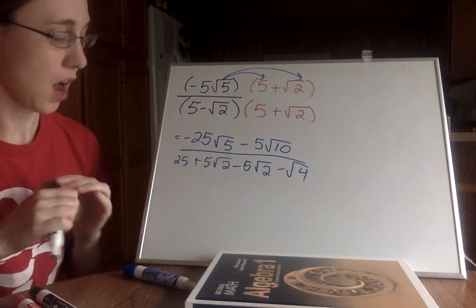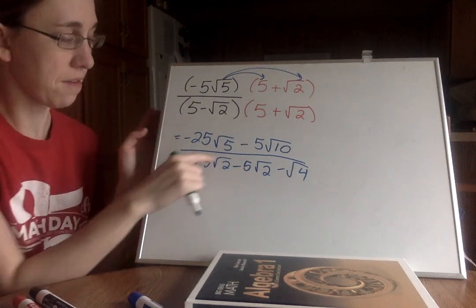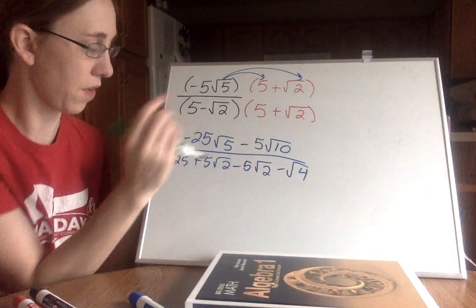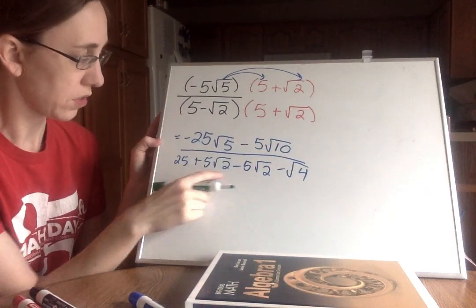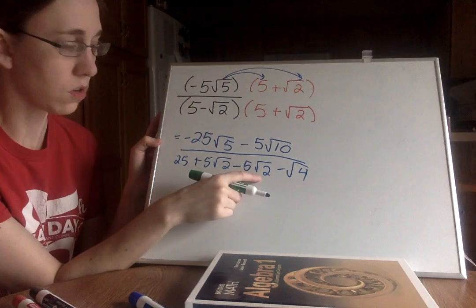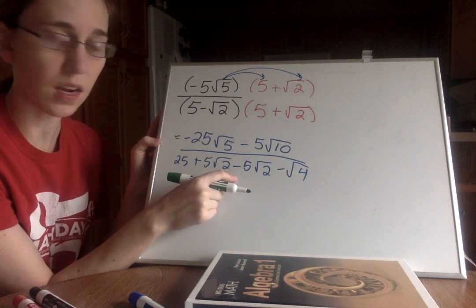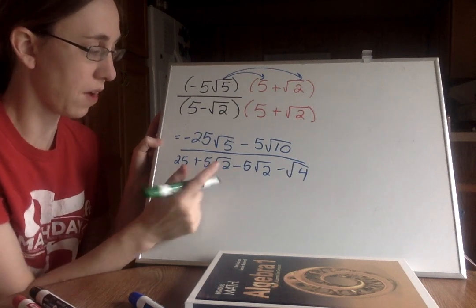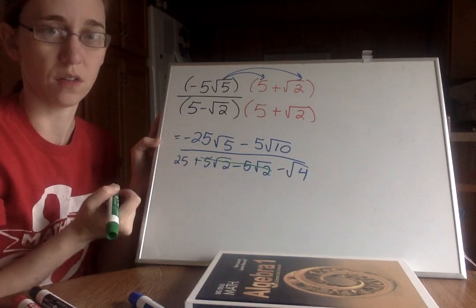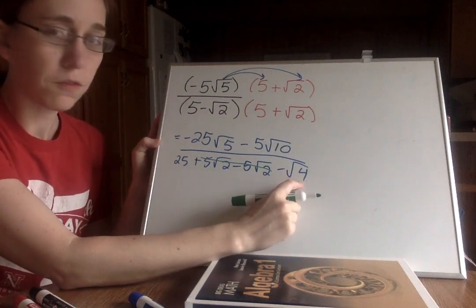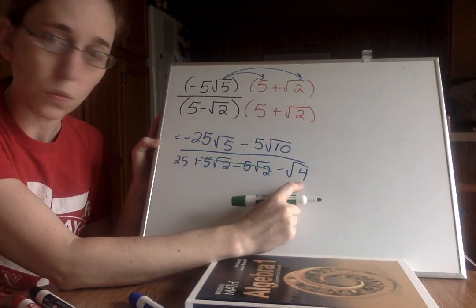So if we look on the top, square root of 5, square root of 10, neither of those are going to simplify. On the bottom, okay, 25 is good. Square root of 2, square root of 2, those don't simplify. However, these two are the same, but one's positive, one's negative. So negative 5 and a positive 5, those are going to cancel each other out. So they're gone. Square root of 4, well, that's just 2.